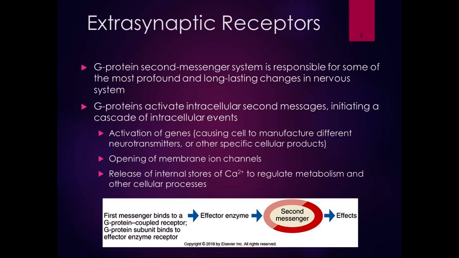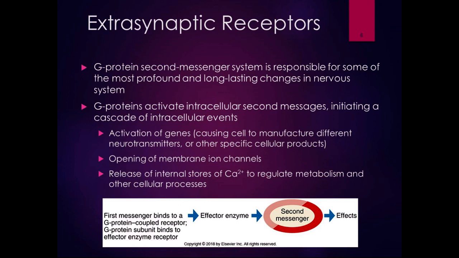There's this little graphic from the book that is the simple version of how G protein second messenger systems work. First, a messenger binds to a G protein coupled receptor. The G protein subunit binds to the enzyme receptor. It creates that effector enzyme. There's a second messenger which then causes effects, whatever those effects are. So really, we're going to keep it pretty simple.